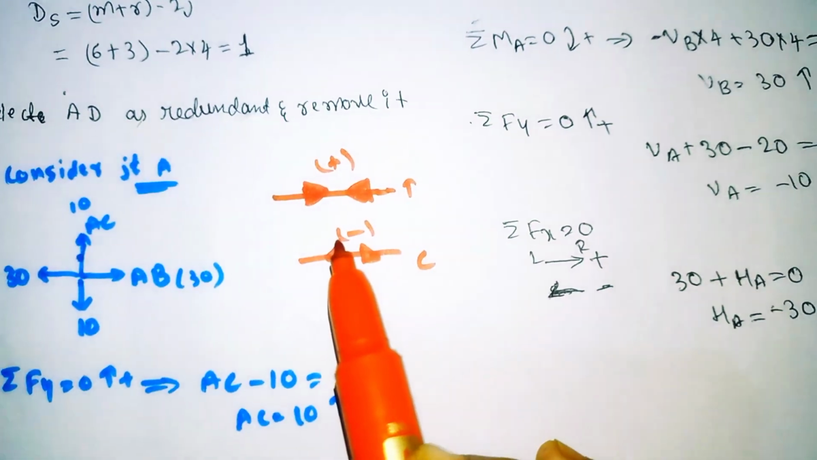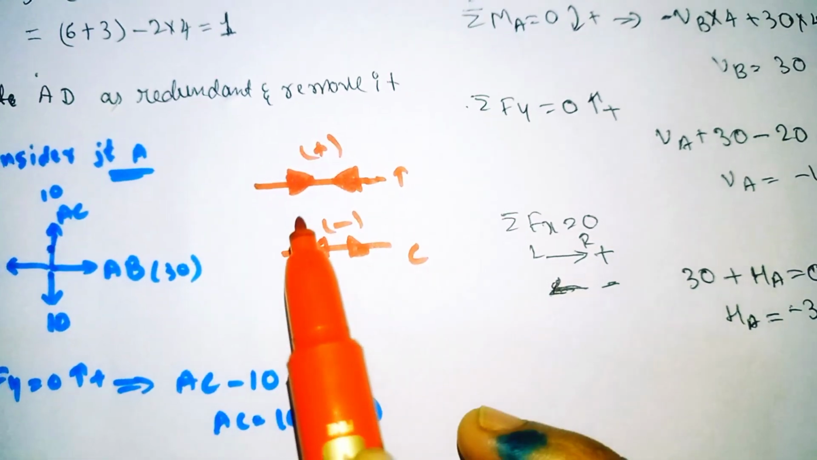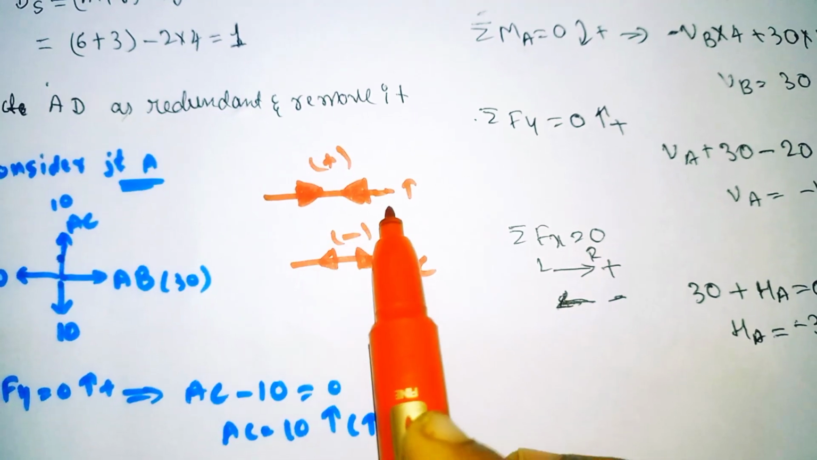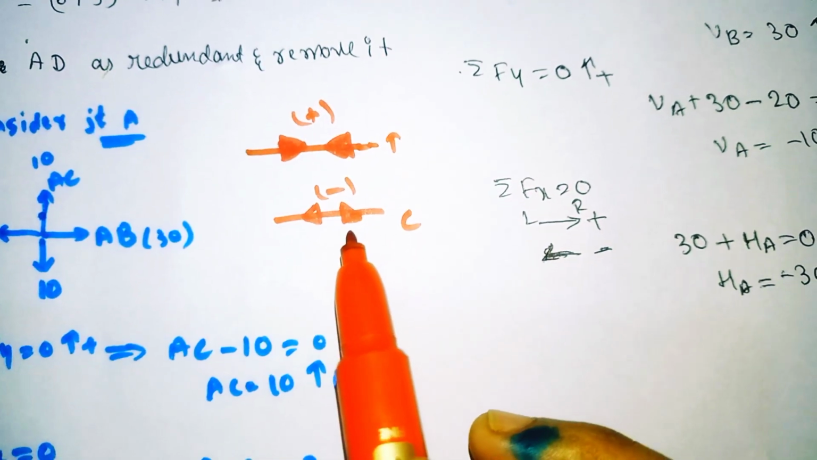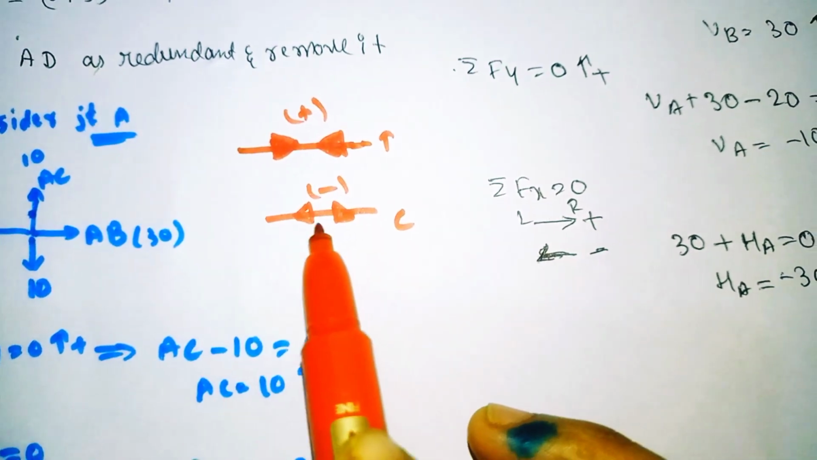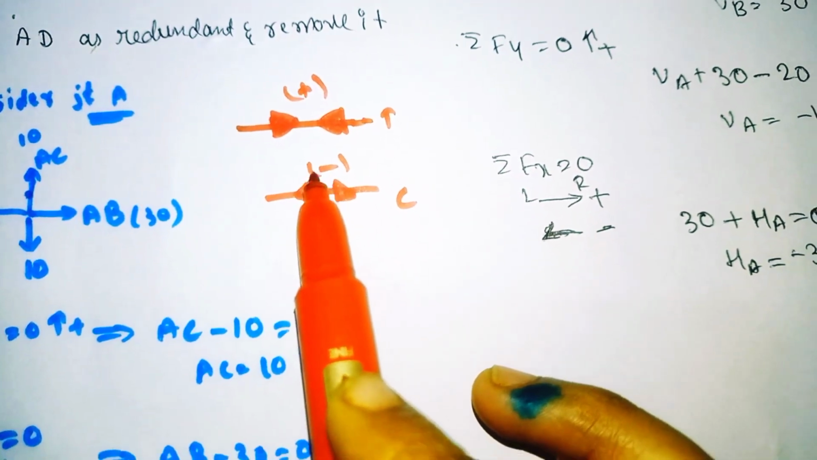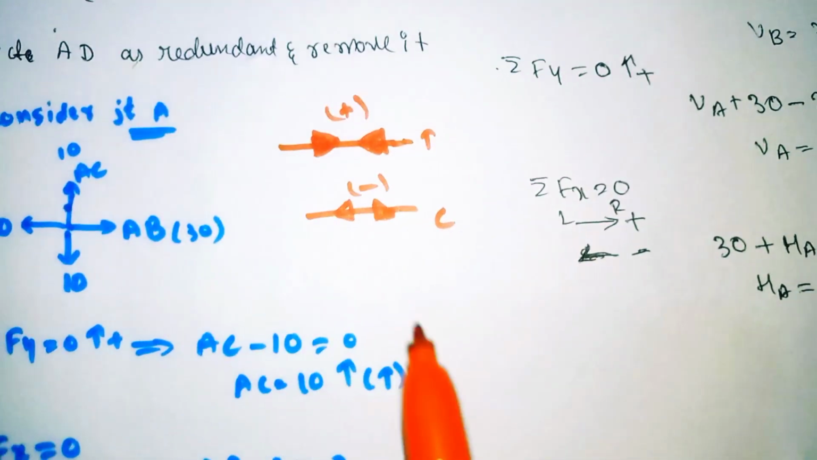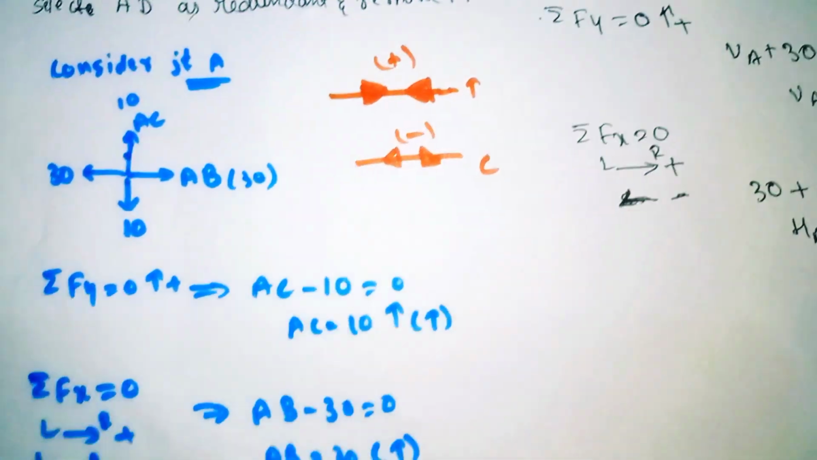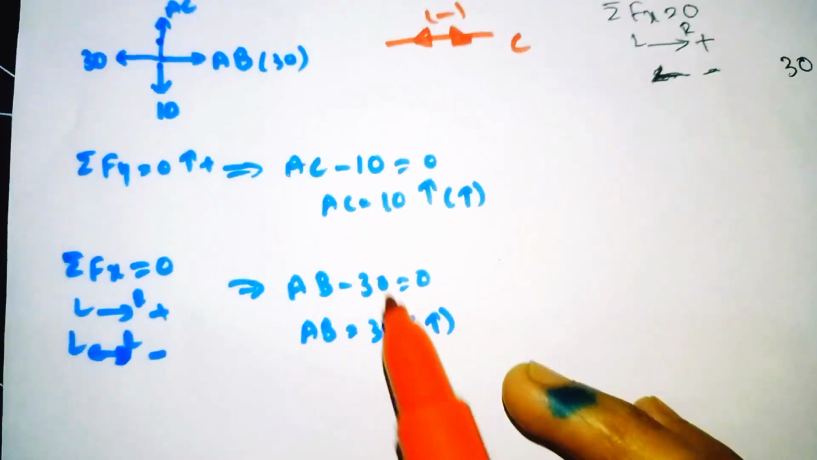If you get a positive answer, the sign convention is towards each other, which means it is in tension. When you get a negative answer, the sign convention is away from each other. Away from each other means negative, and negative means it is in compression. We have to remember this one. Now we have got the values of AC and AB.